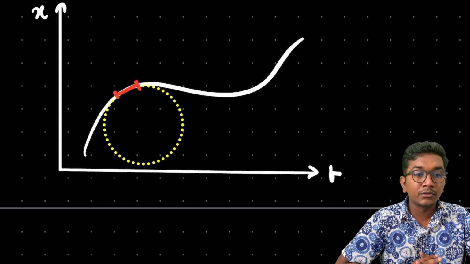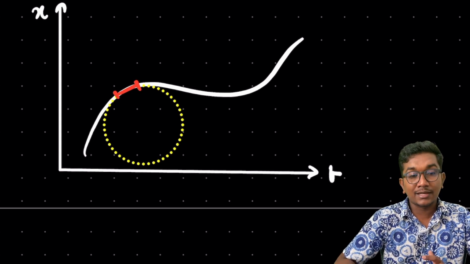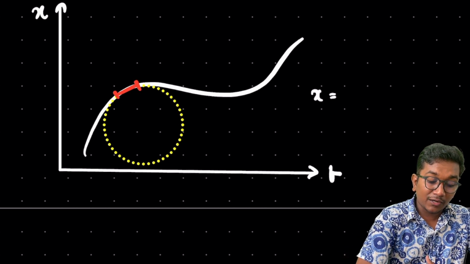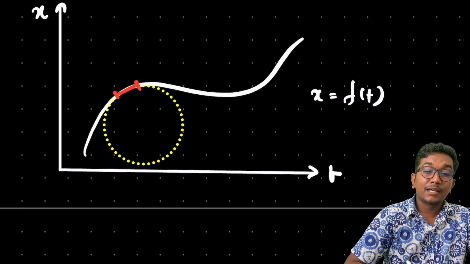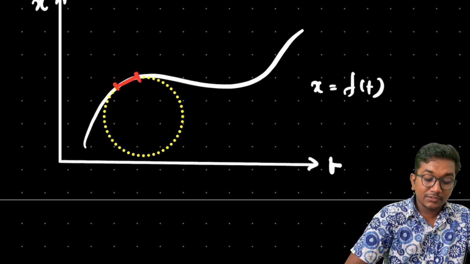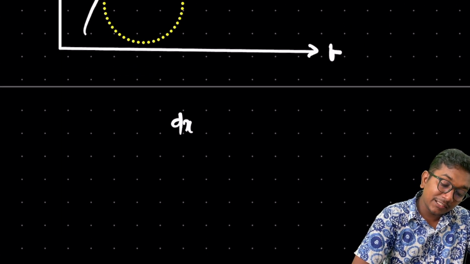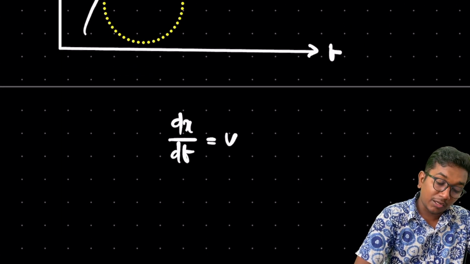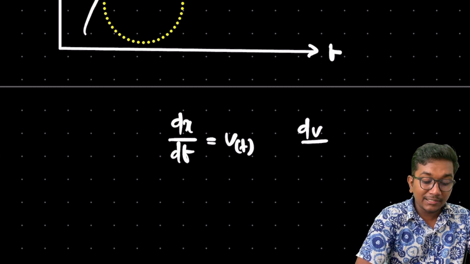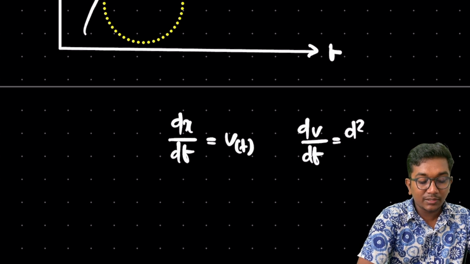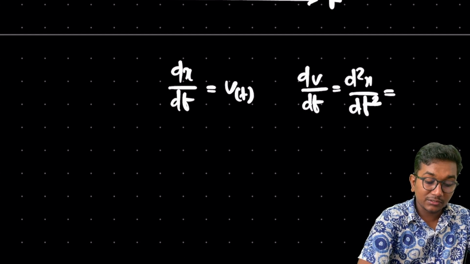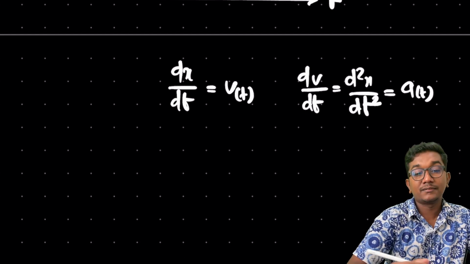So now we are going to find out what is the value there. Here you know that x is basically a function of time. X is a function of time, as you can observe from the graph itself, right? Yes. So now what is dx by dt generally? Dx by dt is velocity, v of t. And what is dv by dt? Which is d square x by dt square, the second derivative of displacement, which is basically acceleration a of t.